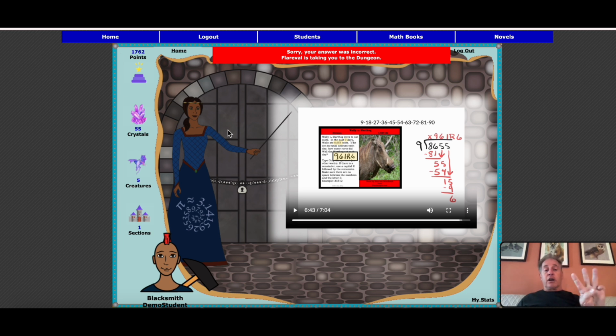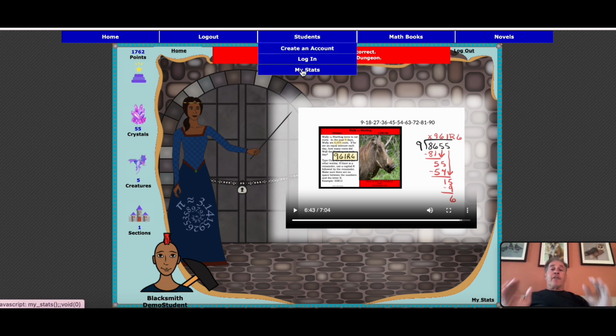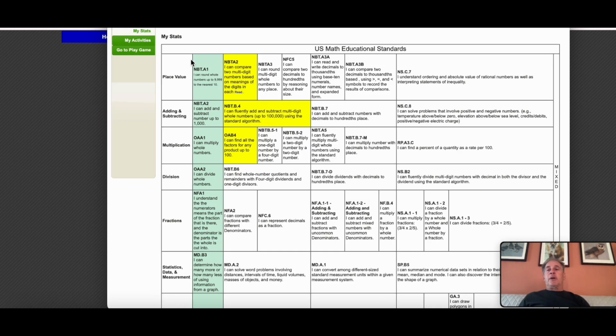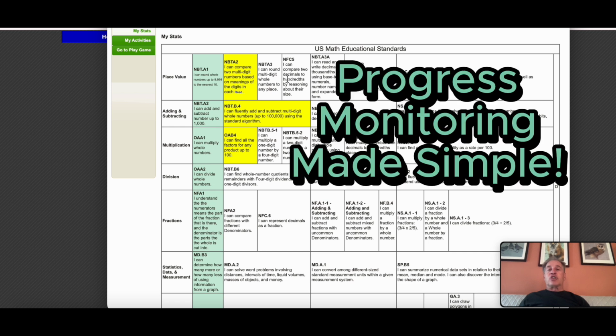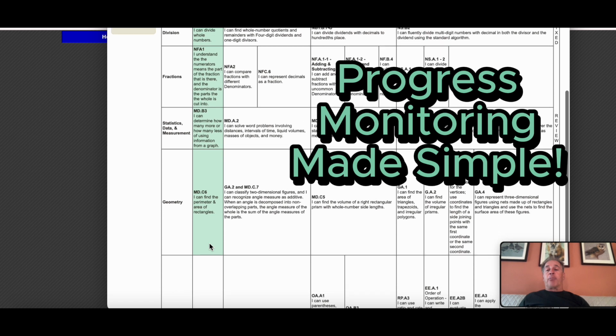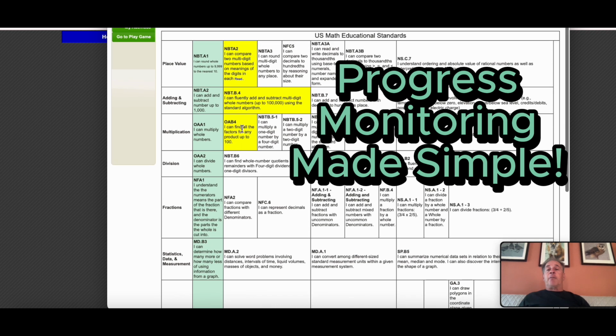And the third coolest thing about the Teacher's Dungeon is that every student and teacher or parent has access to the stats page. Now, this stats page has all of the essential standards for 3rd through 6th grade, and these are all Common Core standards. All these boxes that are green mean that I am proficient in these standards. These yellow boxes mean I'm working on the standards.